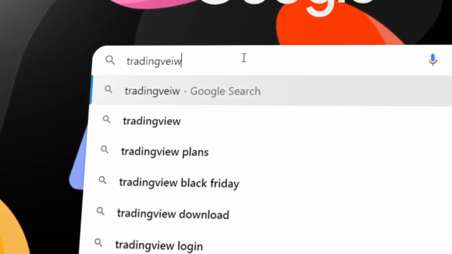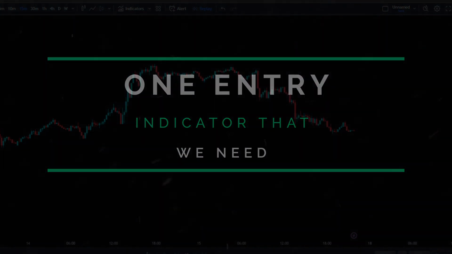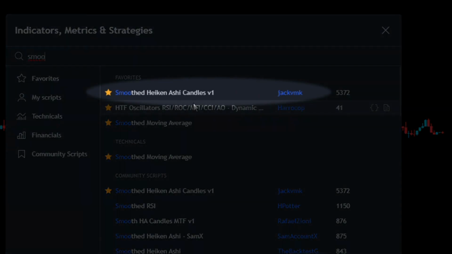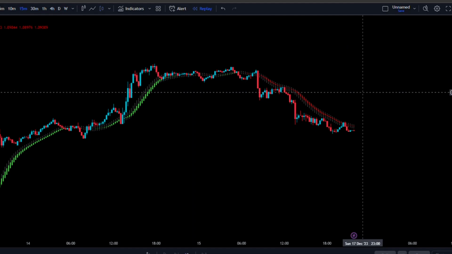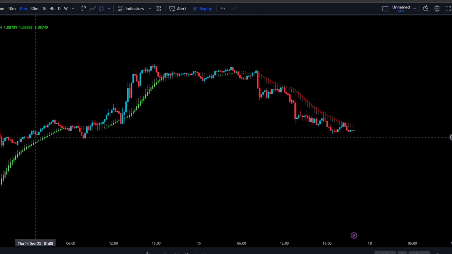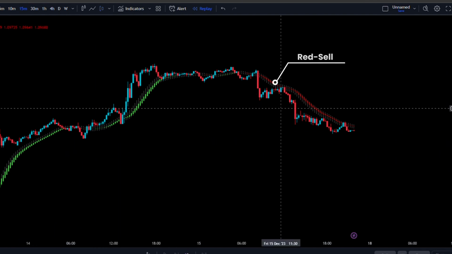So first, load up TradingView, and for this strategy, we're only going to be using one indicator. So let's go to the indicators tab, and we're going to need the Smoothed Heikin-Ashi V1 by Jack VMK. Now we're going to keep the settings at default because we're going to be incorporating price action into this system. Now for this strategy, we're going to be using this to identify the trend direction. When the smoothed Heikin-Ashi candles are printing green, we're in a buy structural market, and when they're printing red, we're in a sell structural market.